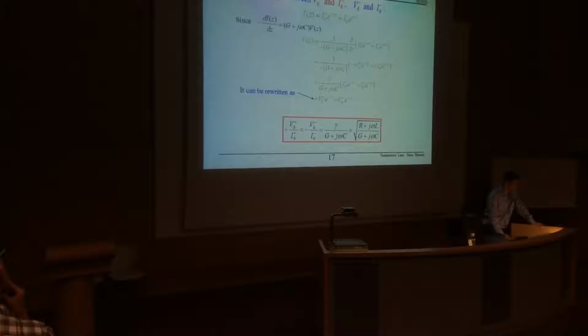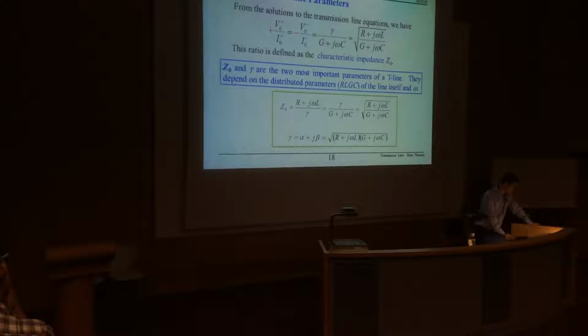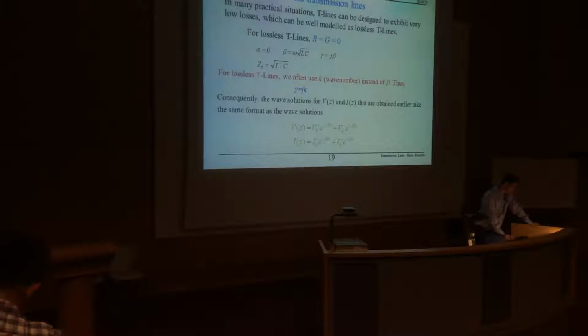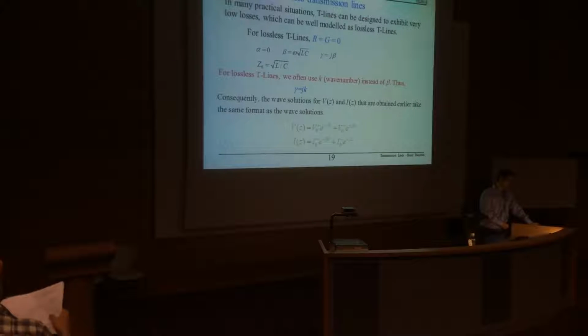In the meantime, we have introduced some very important parameters like characteristic impedance. Also, this is similar to the intrinsic impedance for our plane wave chapter. Okay. So some other parameters like propagation constant. Then for us, we look more at the lossless situation.